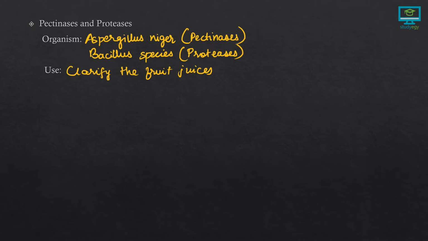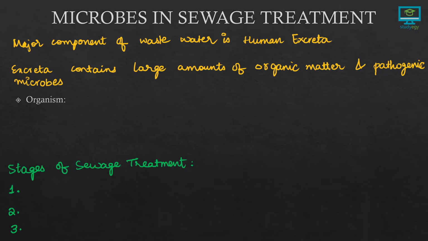The major component of wastewater is human excreta, and these excreta usually contain a large amount of organic matter and pathogenic microbes. Hence we cannot directly put this into water bodies. It needs to be processed in such a way that these pathogenic microbes are removed. Naturally occurring heterotrophic microbes are present in the sewage, so we use these microbes to treat the excreta.